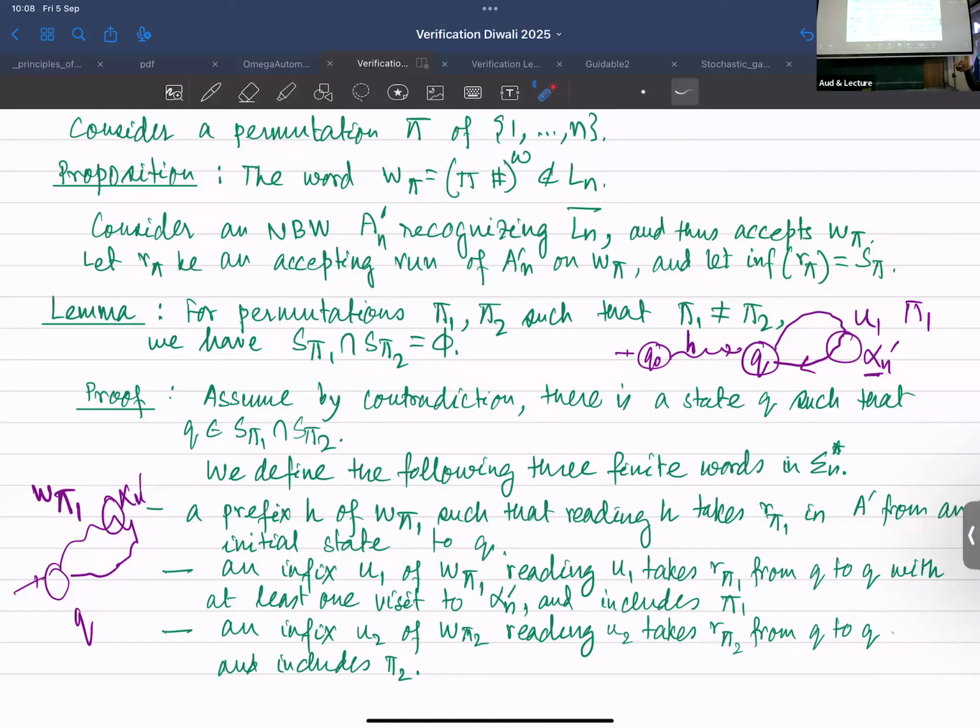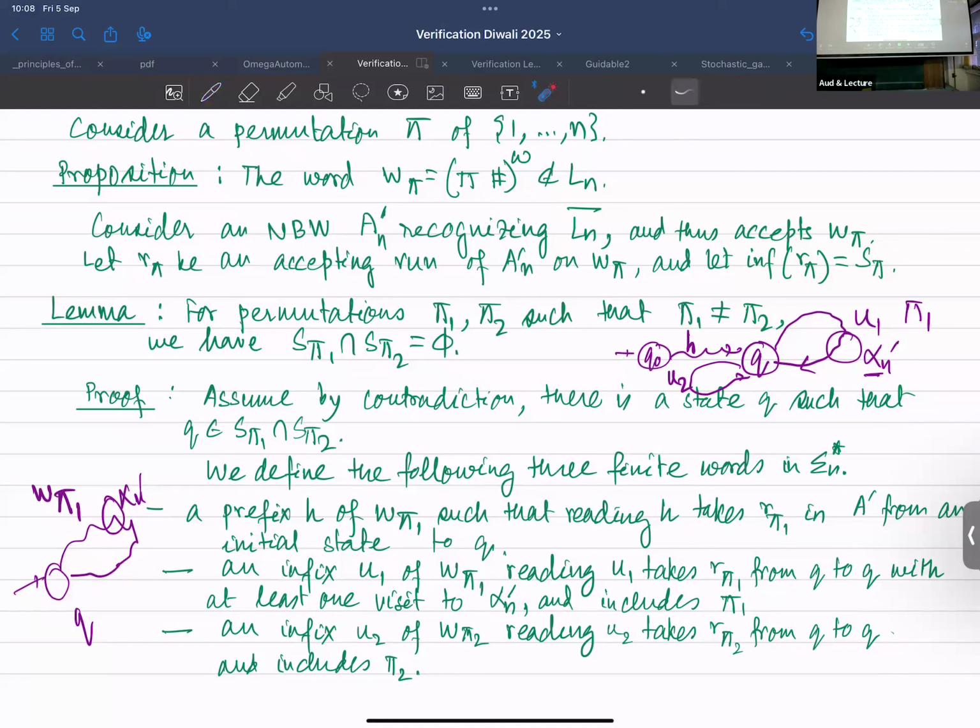Is it okay? Such a U2 should also exist. Clear? Any question? Any question by any of the online participants also? Right? So I should have such a U1, I should also have a U2. Note that in the U2 there's a small difference.